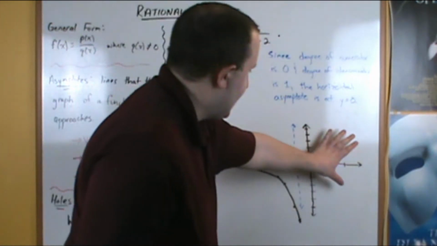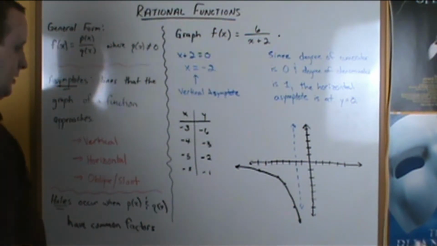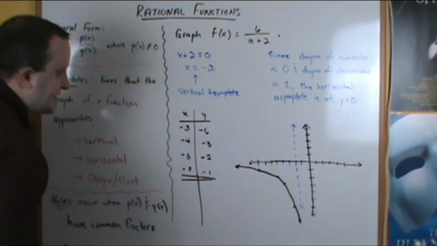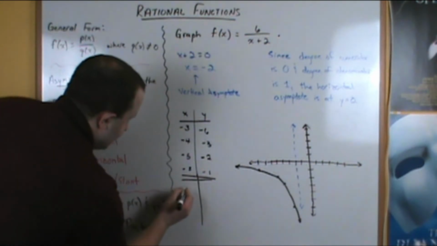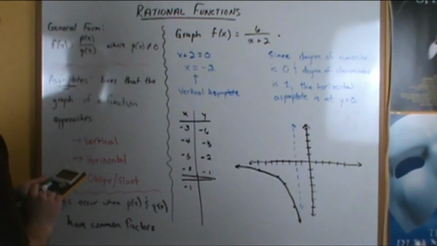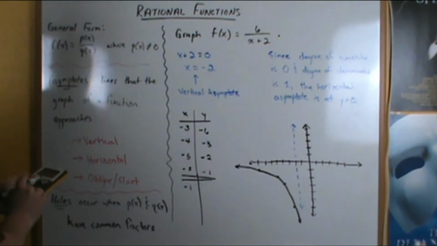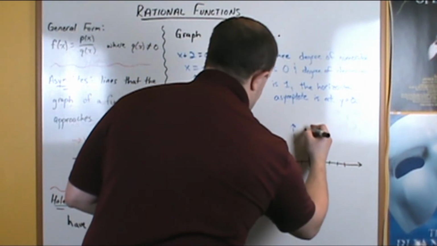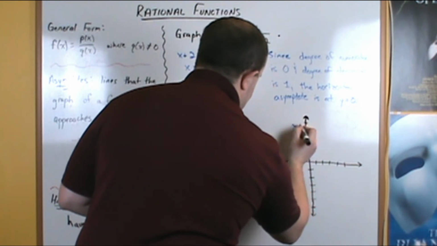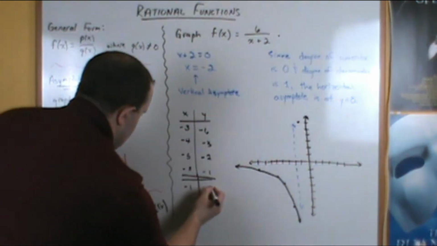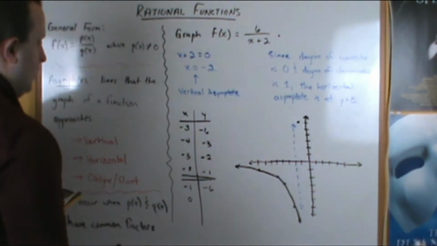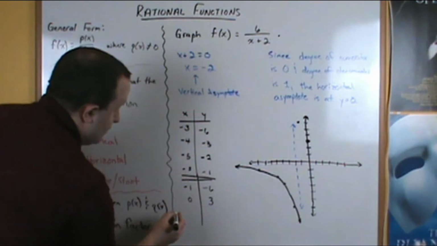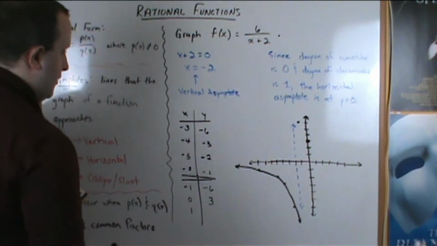Now let's look at this side of the vertical asymptote, and let's pick values of x that are greater than -2. So let's try -1. 6 divided by -1 plus 2 is 6. If we go with 0, we get 3. If we pick 1, we get 2.